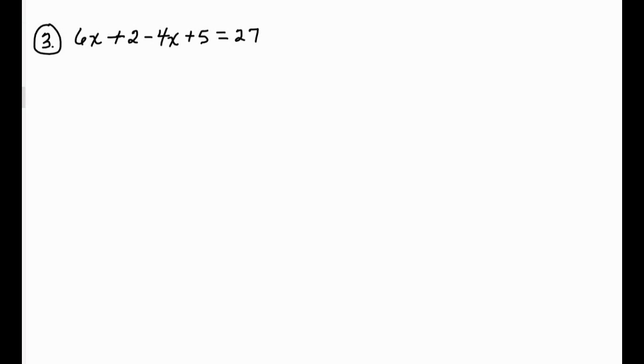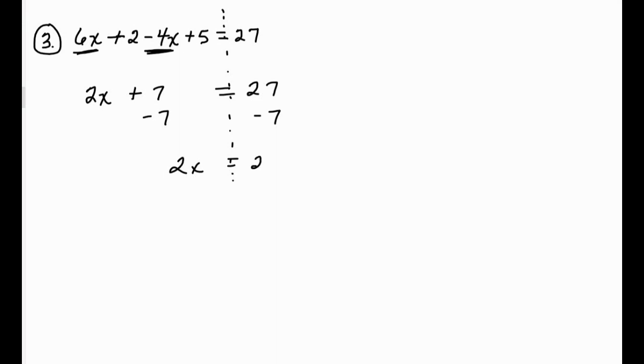Okay, problem 3, the first thing I'm going to do is to draw this dotted line down here to be sure that I'm keeping each side of the equal sign separately. I'm going to simplify what's on the left-hand side. I'm going to combine my like terms, so I'm combining this 6x and this negative 4x. And they combine to give me 2x, and then I'm going to combine my constants of 2 and 5, which will give me 7. So now I end up with a two-step equation, subtract 7 from both sides, and then divide by 2. So my answer is x equals 10.